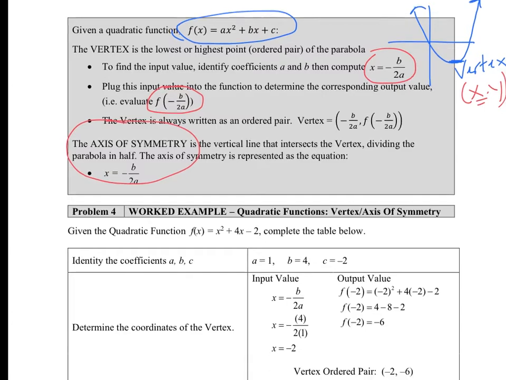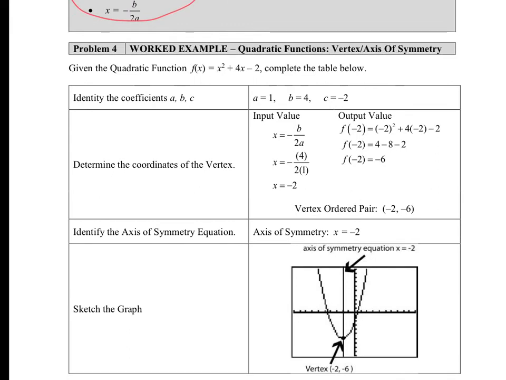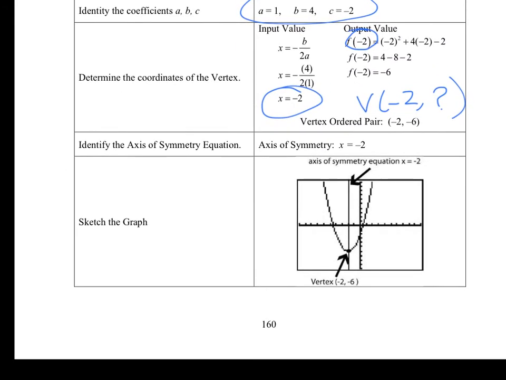We have a worked example right here. They're showing an example where a is 1, b is 4, and c is -2. They're showing us how to put in the opposite of b over 2a. So the opposite of 4 over 2 times 1, so they get an x part of their vertex of -2. So we know our vertex so far is -2 comma something. To find the rest, our y-coordinate, we find f of -2. We plug it into our function and find the rest of the ordered pair. Then we have our entire vertex, which really gives us a good picture of this parabola.